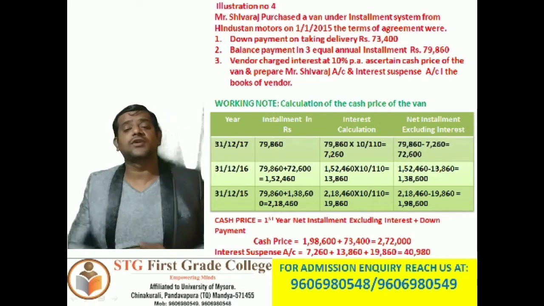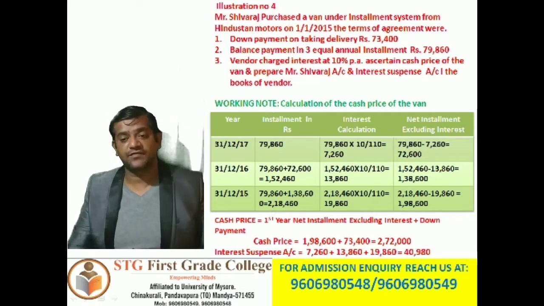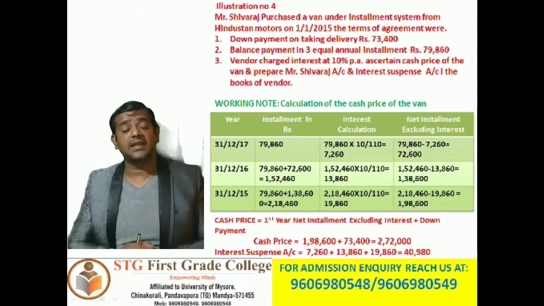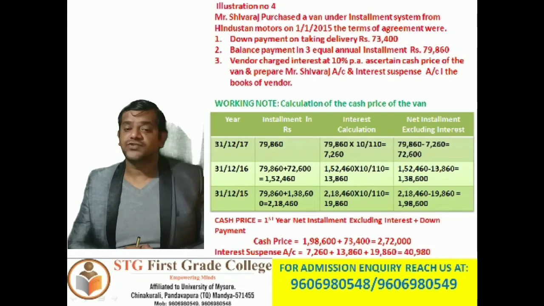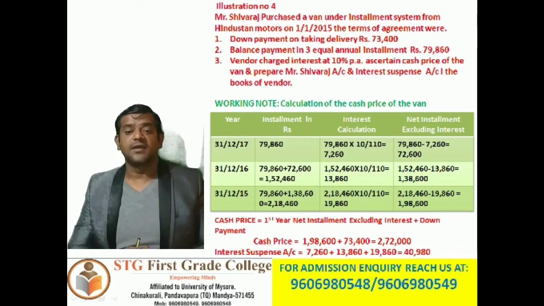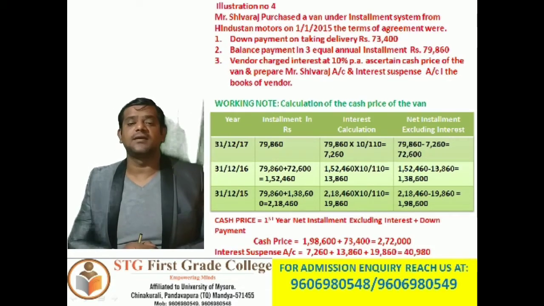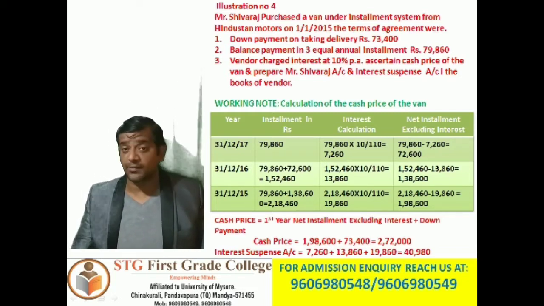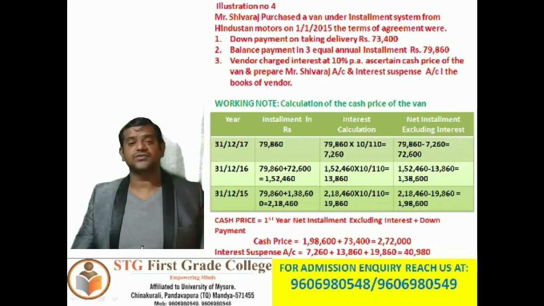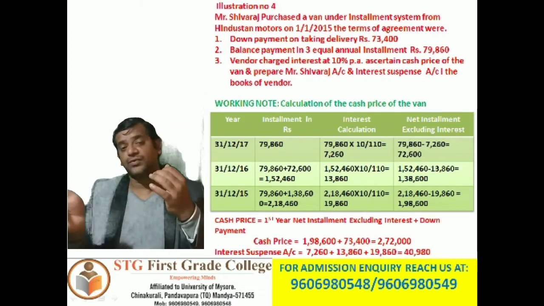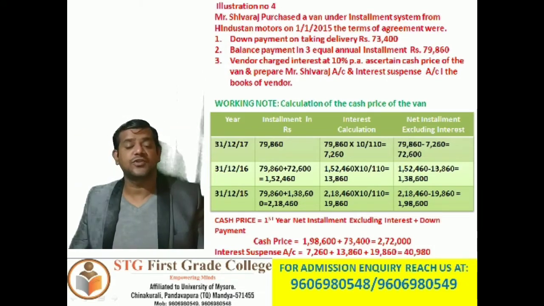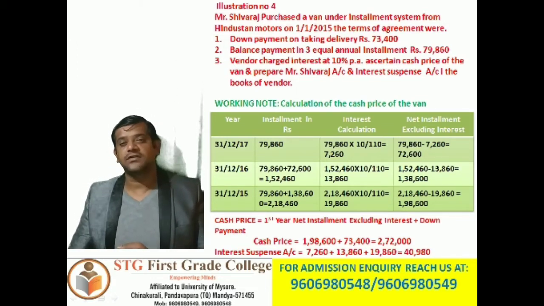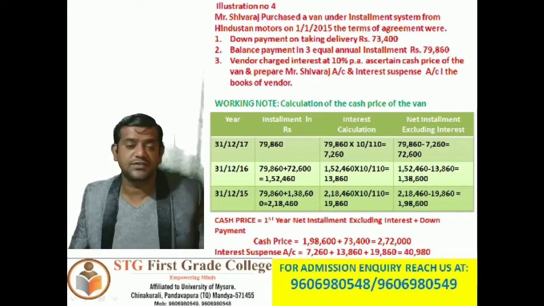Working note: calculation of the cash price of the van. Open the table with 4 columns: installment in rupees, interest calculation, and net installment excluding interest. Here we always do a reverse calculation, as I have told many times, to find out the interest. We always start with the reverse order.